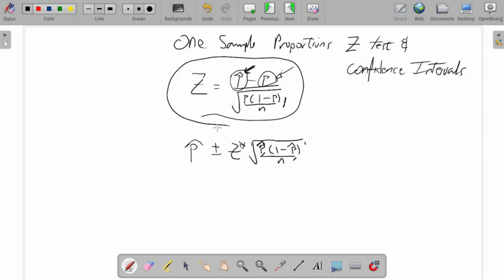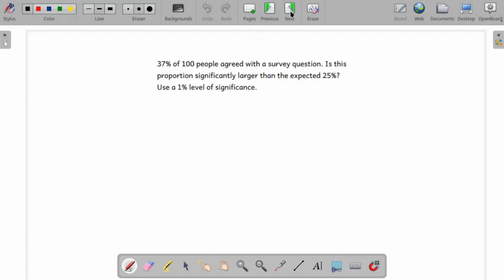When we do the confidence interval, that changes to where we use p hats instead of p's, and we have a Z confidence interval critical number. So in this video, we're going to do the hypothesis test next, and then in the following video, we'll do the confidence interval. So let's just pop ahead. I've got a question ready to go.